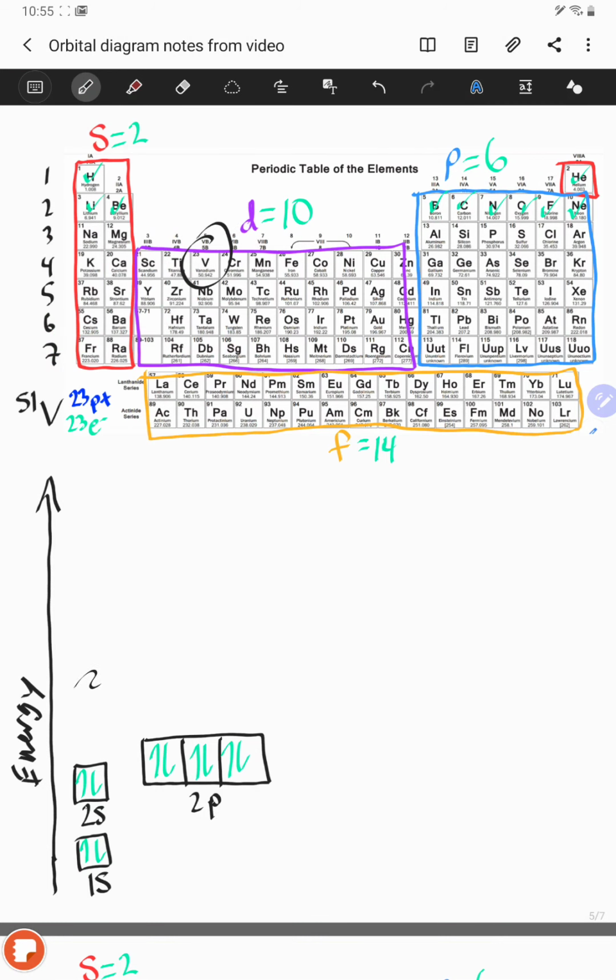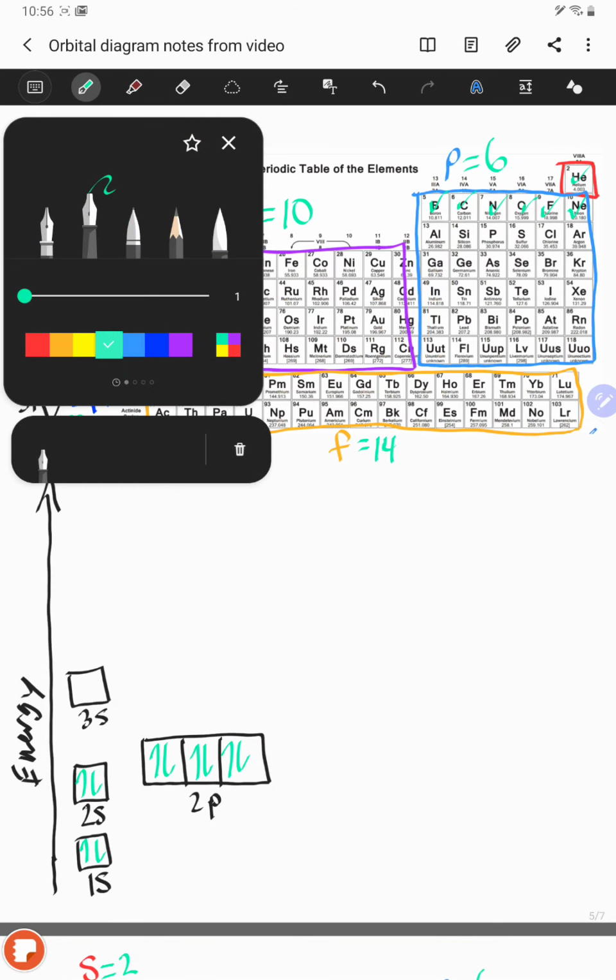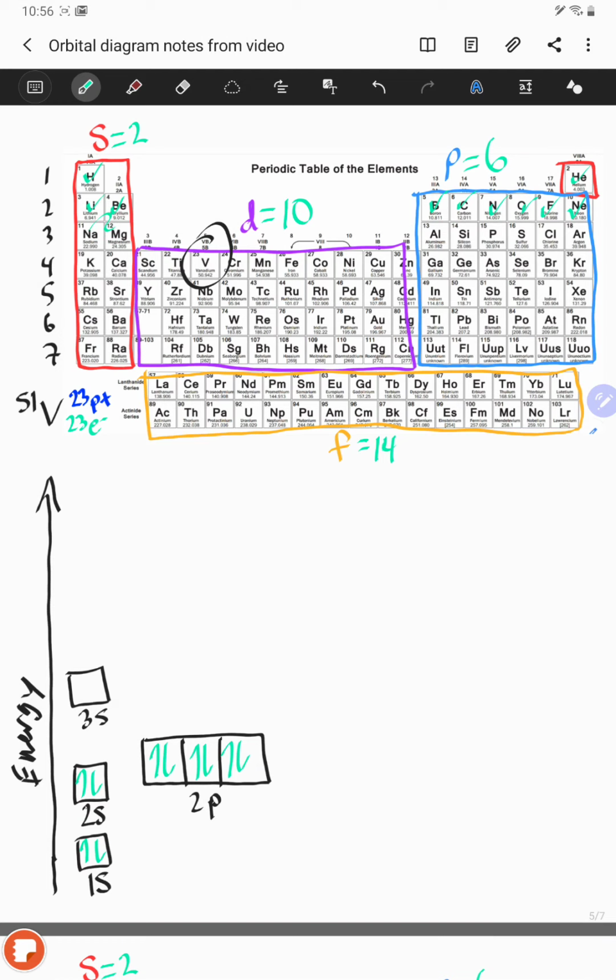So let's draw it in our s column, and it's going to be a higher energy level than the 2s and 2p. We're going to write 3s. We're going to fill in our electrons. Let's check where we're at on the periodic table. Fill in here and here. So this orbital is going to be completely full.